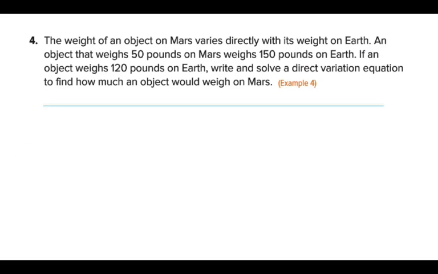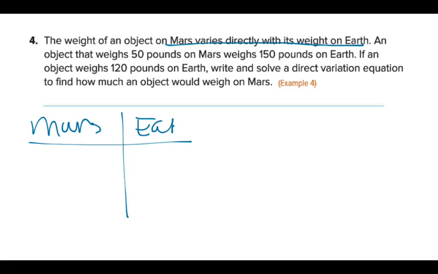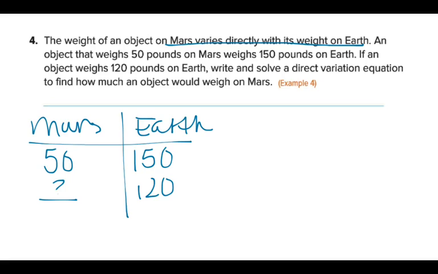Number 4. So for number 4, the weight of an object on Mars varies directly with the weight on Earth. So again, we have a pattern. An object that weighs 50 pounds on Mars, so let me just create a little table here so I can keep track of my information. So if it weighs 50 pounds on Mars, it's going to weigh 150 pounds on Earth. If an object weighs 120 pounds on Earth, how much will it weigh on Mars?